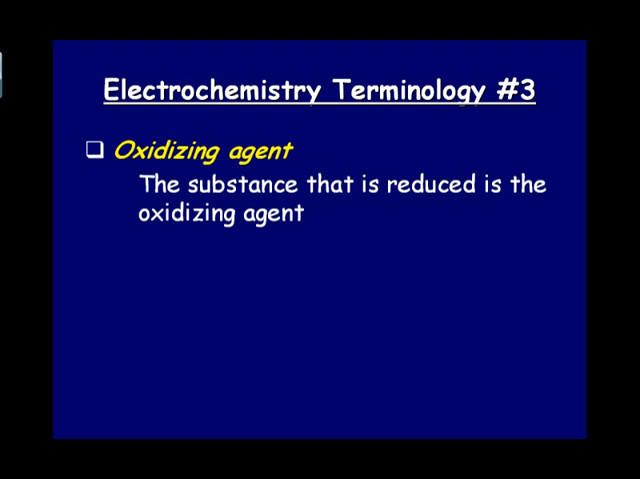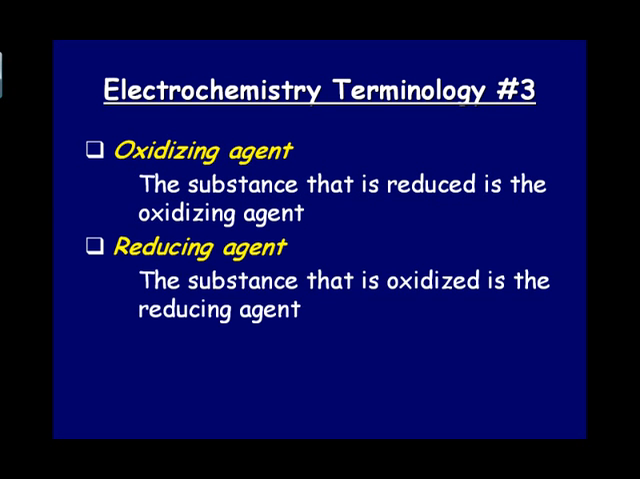So oxidizing agent is defined in terms of not what happens to the substance itself, but what it does to another substance in the reaction. And then the reducing agent, of course, is the substance that is oxidized, because as it is oxidized, it is therefore reducing another substance. So again, both of these terms are referring to reactants specifically, and they're referring to what the substances do themselves rather than what is done to them. So oxidizing agent actually does the oxidizing, reducing agent actually does the reducing.